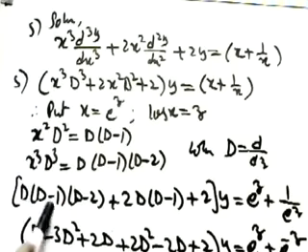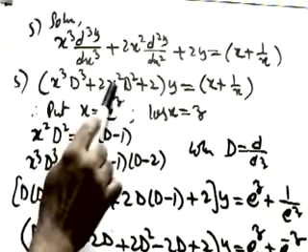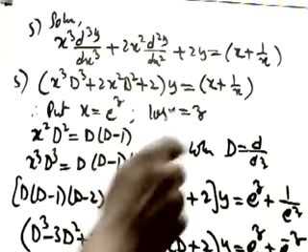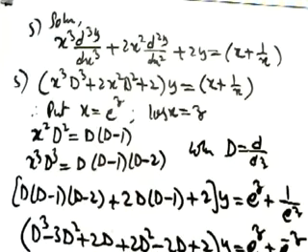Now the question will change. This x cube d cube will become d into d minus 1 into d minus 2, then minus 2 into x square d square, plus 2 into y equals x here.